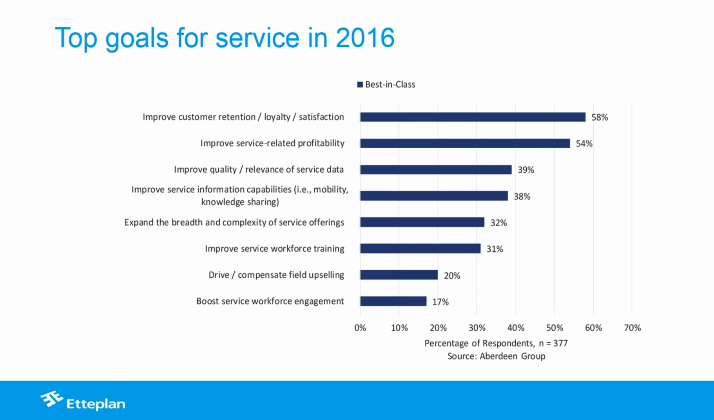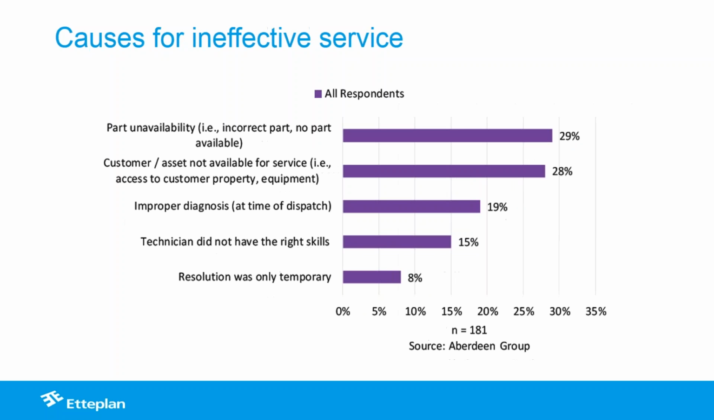So those are the top goals for service in 2016. But if we then look at why certain things can still be improved, these were the respondents' answers: a lot of the times the parts were not available, the customer or the asset was not available for service, there was an improper diagnosis taking place, or the technician simply didn't have the right skills, or the resolution was only temporary. And these are aspects we also have to deal with.